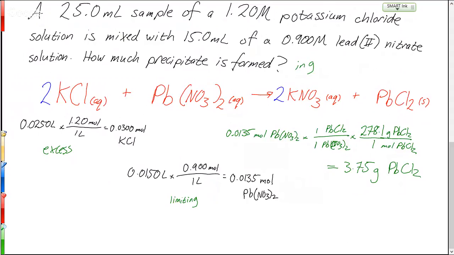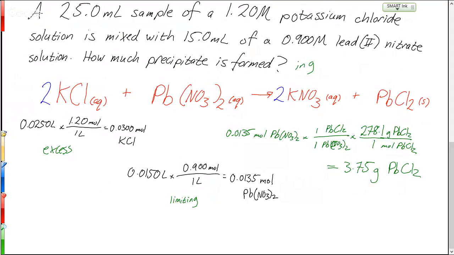So think about what we did there. We set up the equation. We solved for the moles of each of the reactants. We figured out which one was limiting and which was in excess, and then we solved for whatever we wanted, the theoretical yield in this case of the precipitate, 3.75 grams.